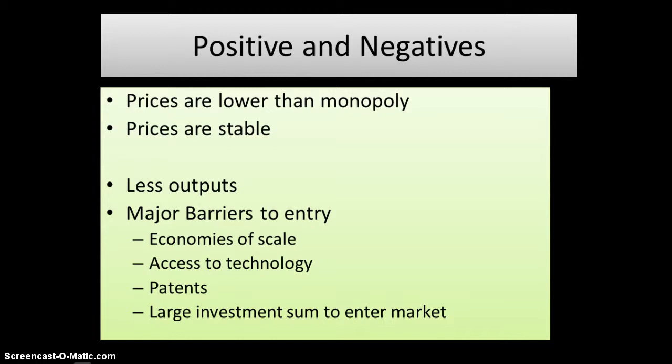Some pros of an oligopoly are that prices are lower than a monopoly, and prices are stable as well. Some cons are that there's less output among the market, and there are major barriers to entry, including economies of scale, access to technology, patents, and it requires a large investment sum to enter the market.